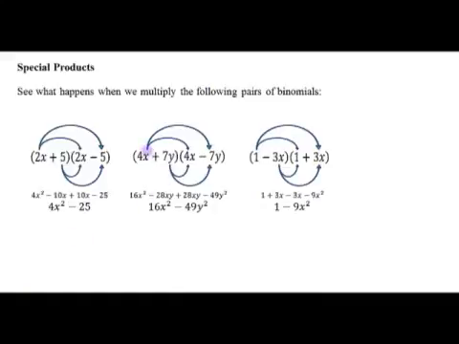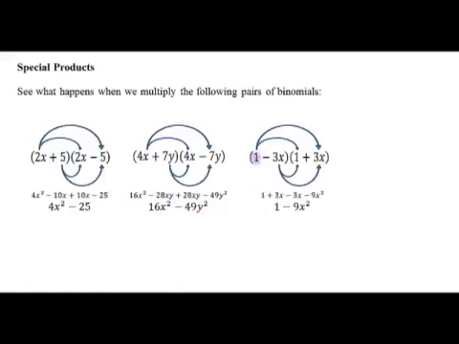Now over here, 4x times 4x is 16x squared. 4x times negative 7y is negative 28xy. 7y times 4x is a positive 28xy. And 7y times negative 7y is negative 49y squared. Combining those like terms in the middle, I have just the first and the last terms.